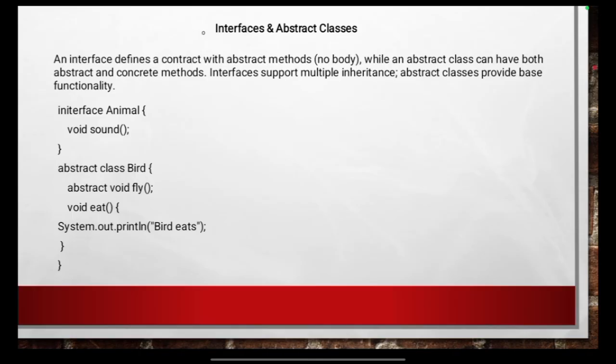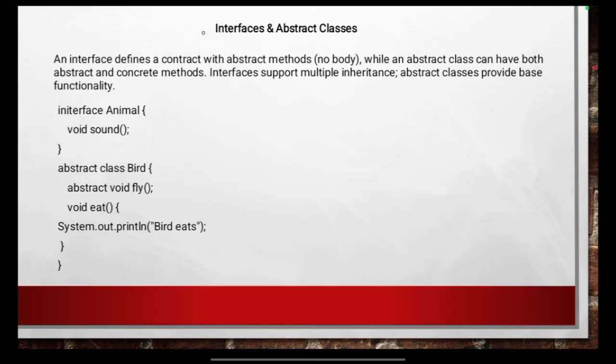Abstract class Bird. This line declares an abstract class named Bird. An abstract class can have both abstract and concrete methods and cannot be instantiated directly. Abstract void fly. This is an abstract method fly, meaning it does not have a body and must be implemented by a subclass of Bird. void eat. System.out.println("Bird eats"). This is a concrete method named eat that prints Bird eats when called. Abstract classes can include such concrete methods to provide shared behavior. Curly braces close. This closes the abstract class.